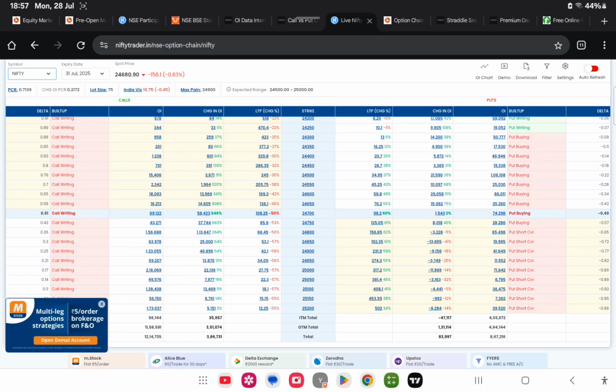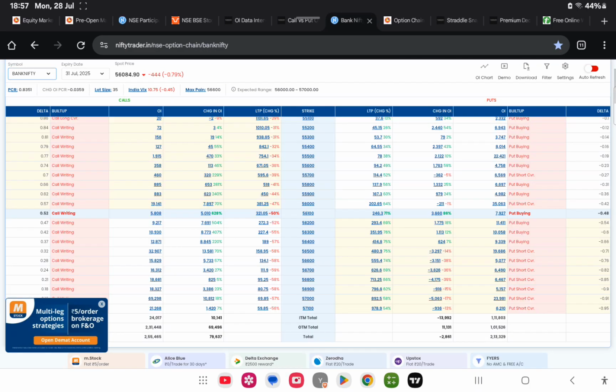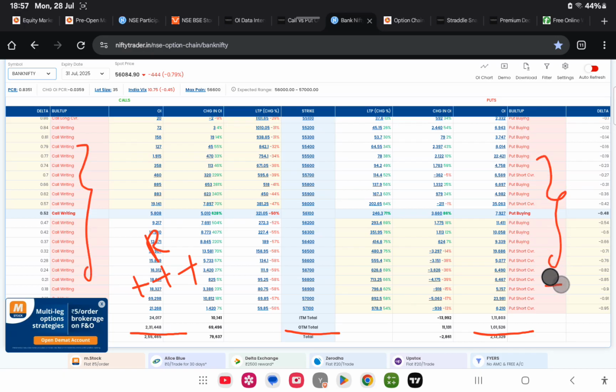Okay, now we'll check for next expiry as well. Call writing and put buying, so it's 1,56,000, so it's not much of a difference. Still resistance is very strong in the market. So when you check Bank Nifty here and check the OTM, it is 101 and 231, so clearly resistance is strong in the market. It was clearly call writing and put buying plus some profit booking scenario. As you could see, they have heavily added here and very little addition on the put side.